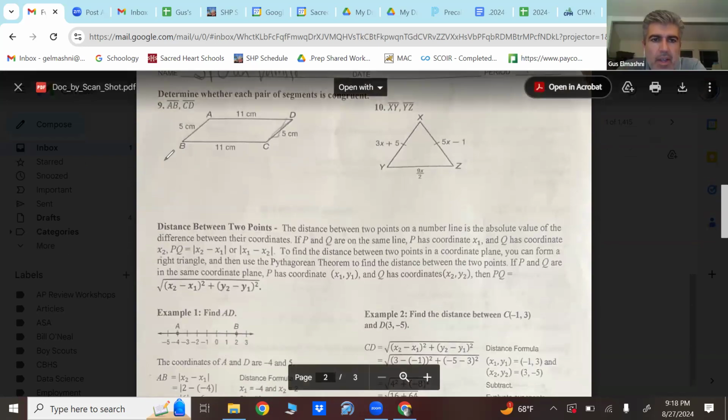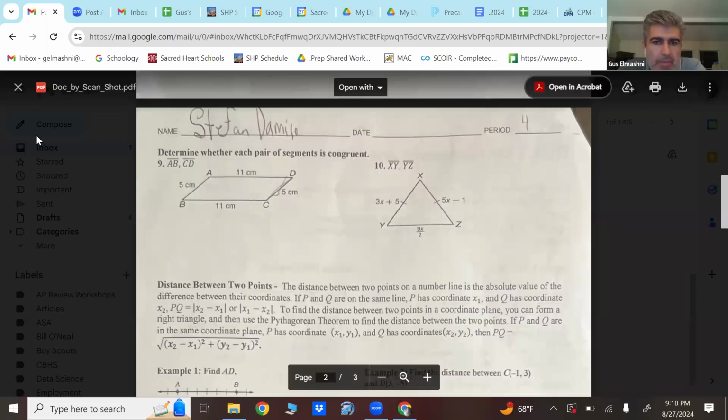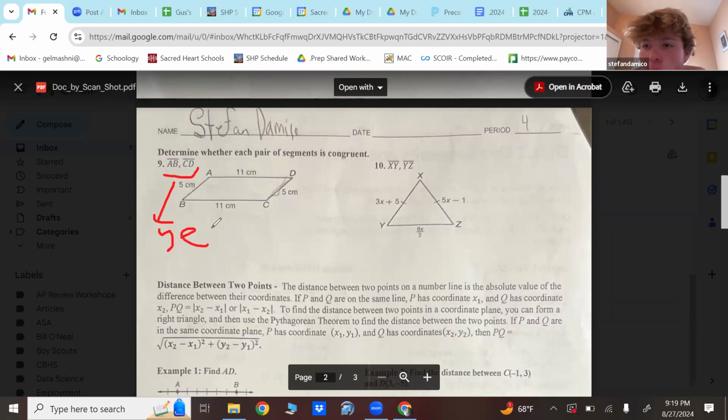Okay. Determine whether each pair of segments is congruent. So as long as they're the same number, they're congruent. So the answer is yes for AB and CD, because they both equal 5. Here you have the markings: XY and XZ. Because these markings are the same, you could set them equal to each other.